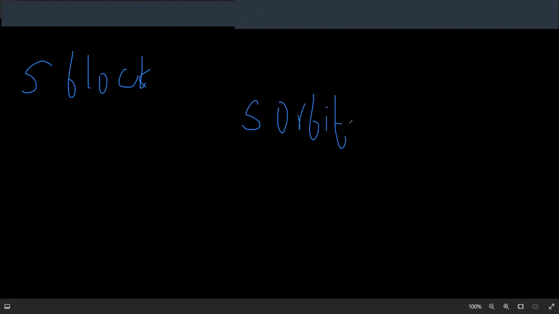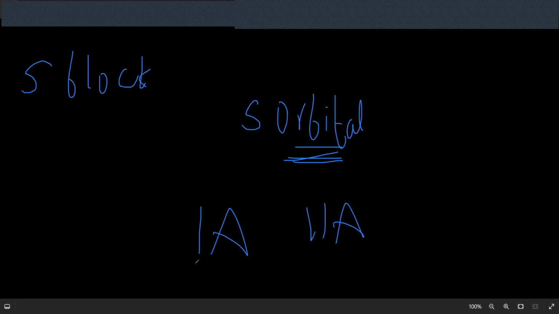Now let's talk about S block elements. What are S block elements? They are the elements whose last electron, or differentiating electron, enters the S orbital. Orbital. Remember this word. This is important. It includes 1A and 2A, which we learned. 1A is alkali metals, 2A is alkaline earth metals. Now, let's talk about the general characteristics. Their general configuration is ns1 or ns2.